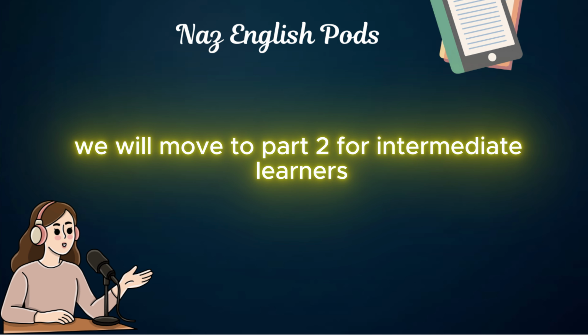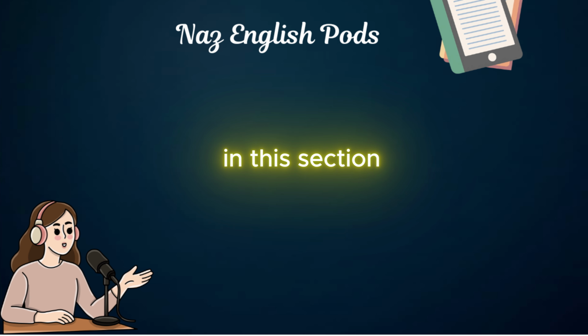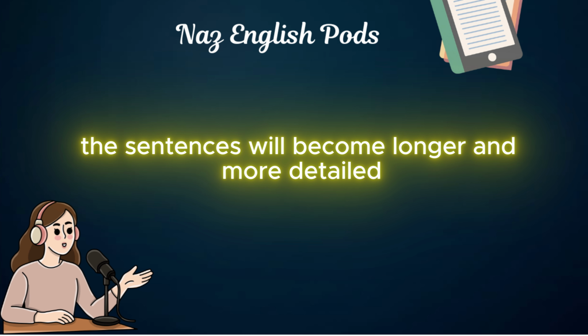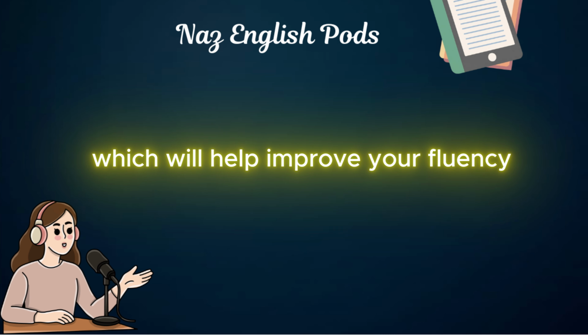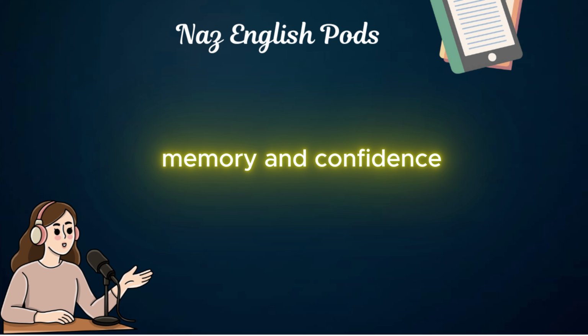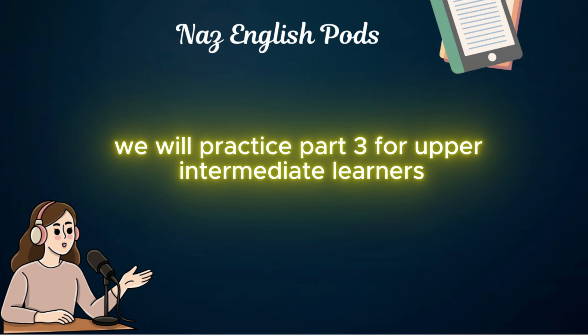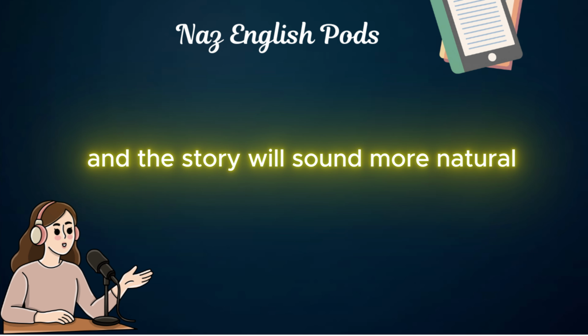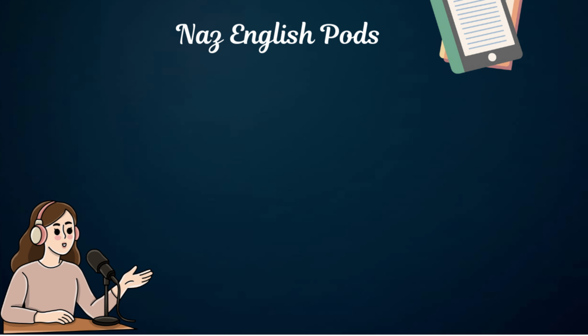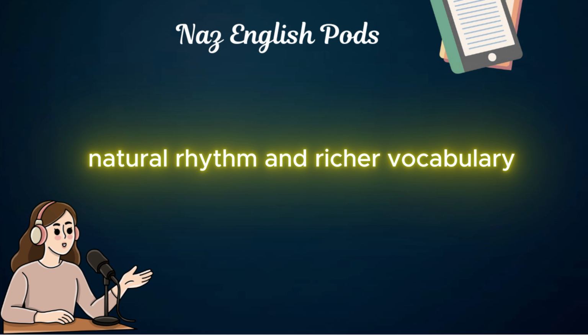After that, we will move to part 2 for intermediate learners. In this section, the sentences will become longer and more detailed. You will hear more connections between ideas, which will help improve your fluency, memory, and confidence. Finally, we will practice part 3 for upper intermediate learners. In this part, the sentences are more complex and the story will sound more natural. You will practice longer thoughts, natural rhythm, and richer vocabulary.